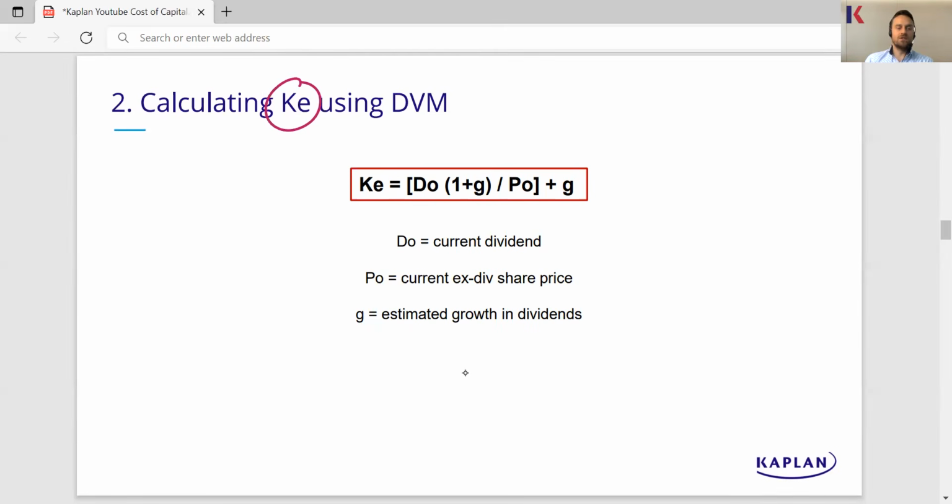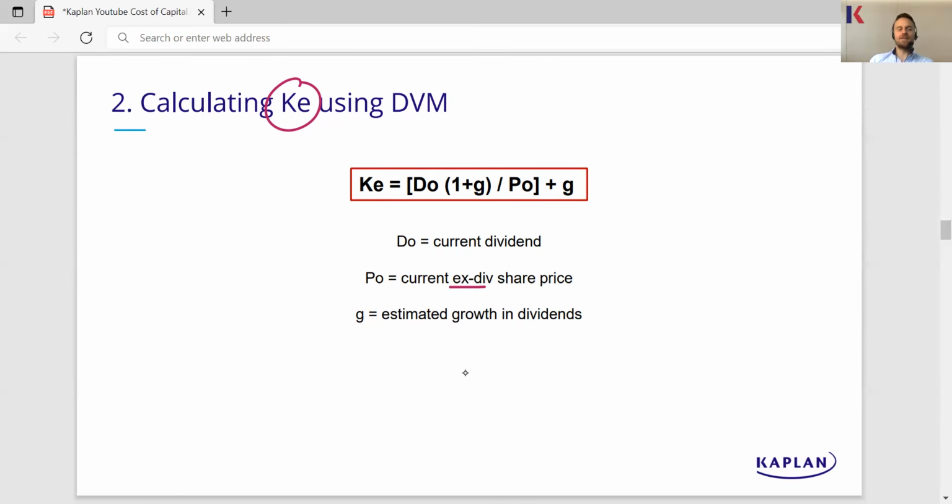You've got D0, which is your current dividend that you put in there. You've got P0, which is your current, what we call ex-div share price. Now that's the share price after the dividend's been paid. So if ever they say, here's the share price before the dividend's been paid, that's what we call a cum-div share price, and you need to take one dividend off that. So if ever it says there's a dividend about to be paid, or the dividend hasn't been paid yet, what we're going to need to do is just take off one dividend from the share price.